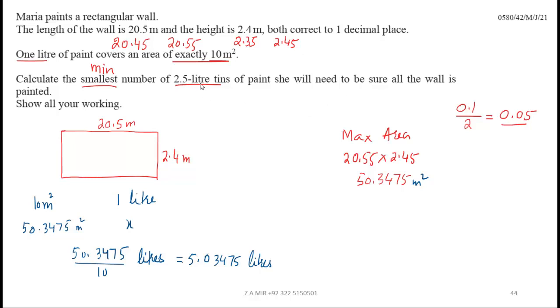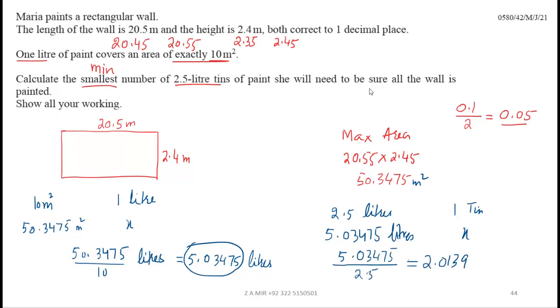Now in one tin there are 2.5 liters. So let me find how many tins are required. 2.5 liters is one tin, and 5.03475 liters will require how many tins? So cross multiply, again we divide. This is 2.0139. So it means we need two full tins.